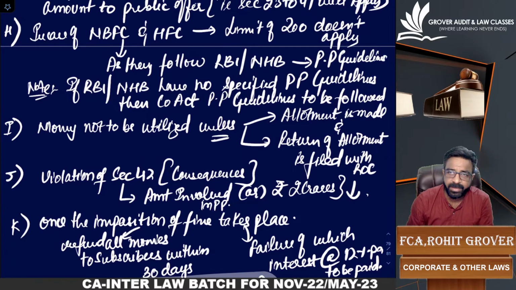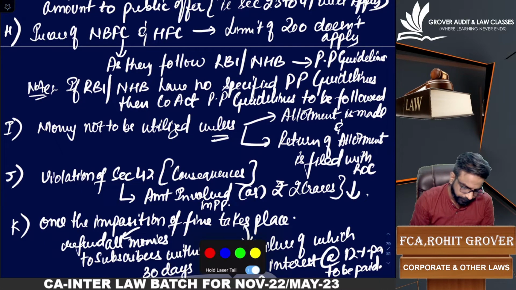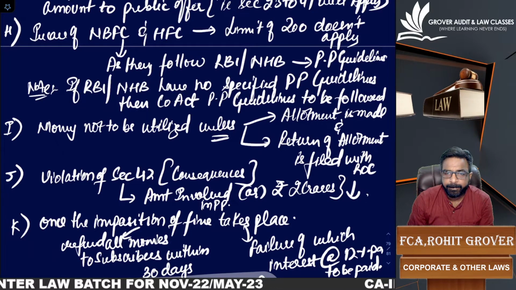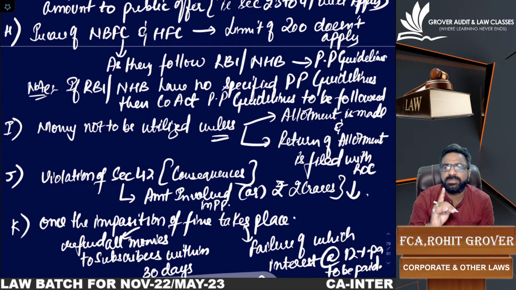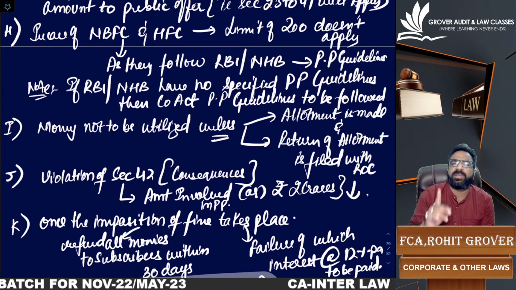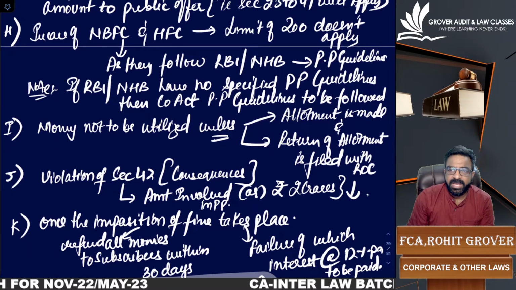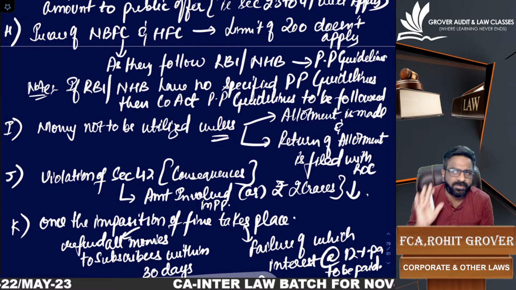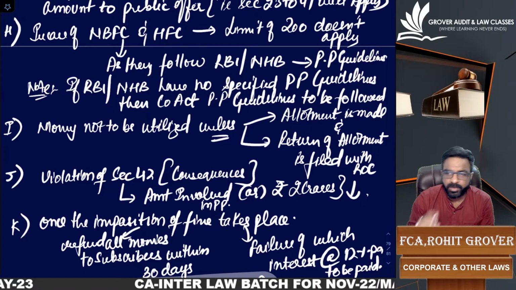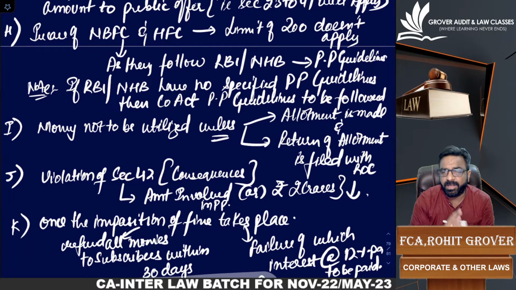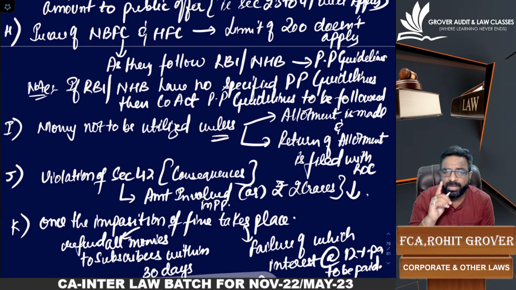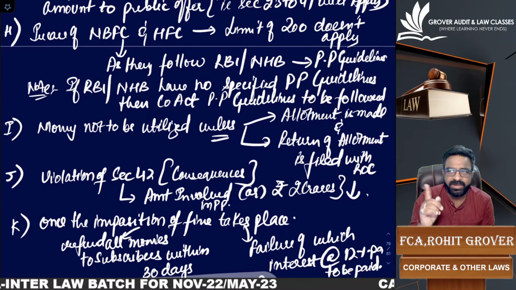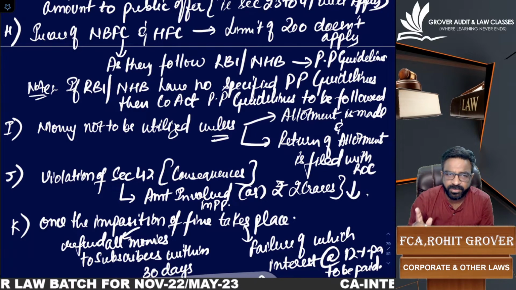Please continue the I point. Money not to be utilized unless allotment is made and return of allotment is filed with ROC. Do you remember, yesterday we also did the allotment of public offer, the same point like this? Are you allowed to touch the money or do you have to keep the money in a separate bank account as per section 40? You have to keep the amount in a separate bank account as per section 40. You can only touch it if the allotment adjustment is there, and you can only touch it if the refund is happening. Is it clear, everyone? Yes or no? Yesterday I told you the same point.